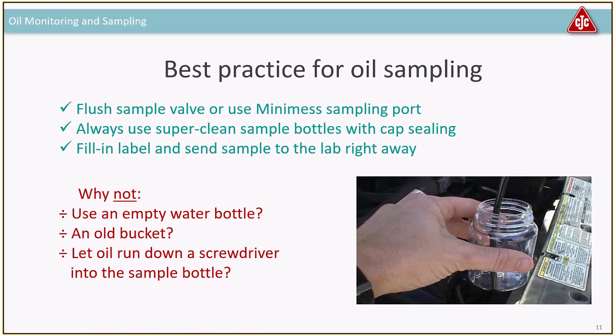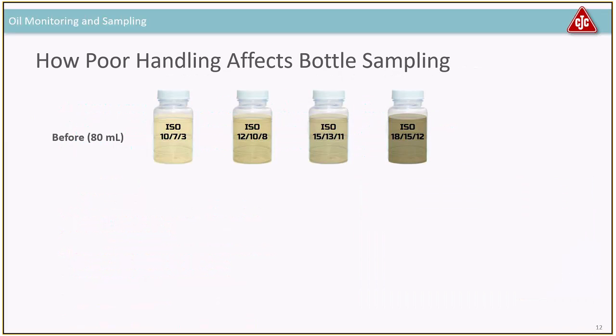So you want to send it right away, otherwise you'll actually get a wrong result on the varnish. Why not use an empty water bottle, or an old bucket, or let the oil run down a screwdriver into the sample bottle? Again, you want to show a representative sample, and in this case it's not, because you got the dirt from the old bucket, you got water in the water bottle, even though you think, oh, I cleaned it with some oil and so on. No, it doesn't work.